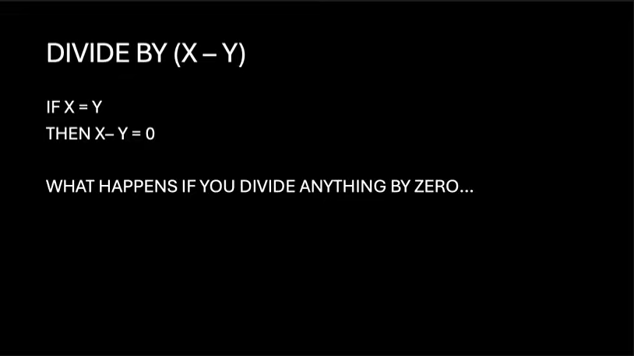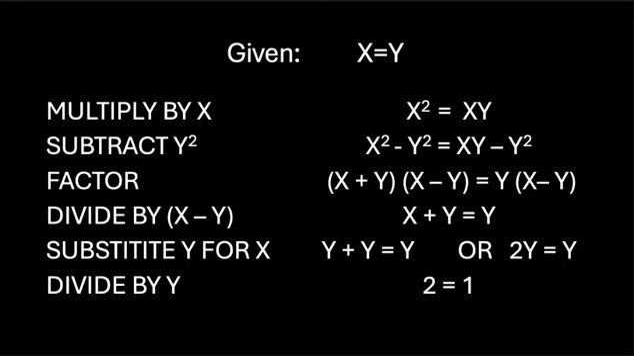And what happens if you divide anything by 0? It's automatically undefined. So on this step, everything that we've done algebraically is fine, but we've hidden this 0 in our variables. And so when we divided both sides by x minus y, we've now made the entire equation undefined, and everything from here down is now useless.